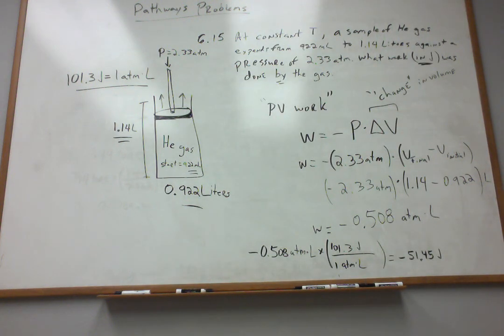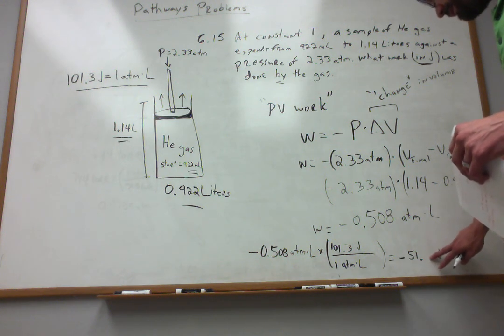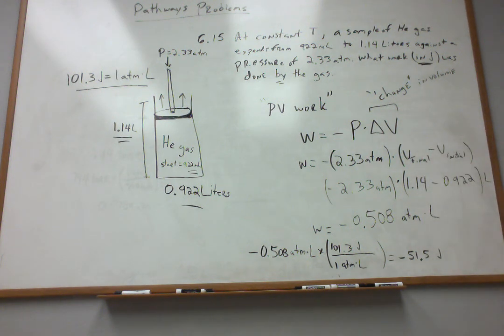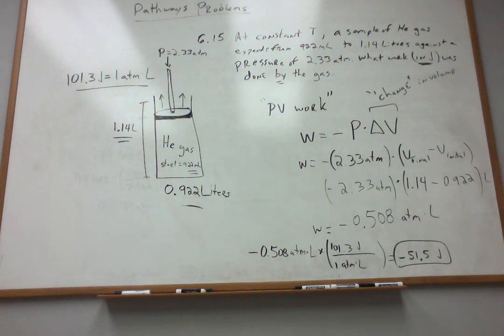If I look back to the beginning of this problem, it seems like three significant figures is probably a pretty good place to call it quits. So in this particular case, I might just round up to 51.5. I usually just round up at a last digit of 5. So 51.5 joules of work energy was required to cause this expansion against 2.33 atmospheres.